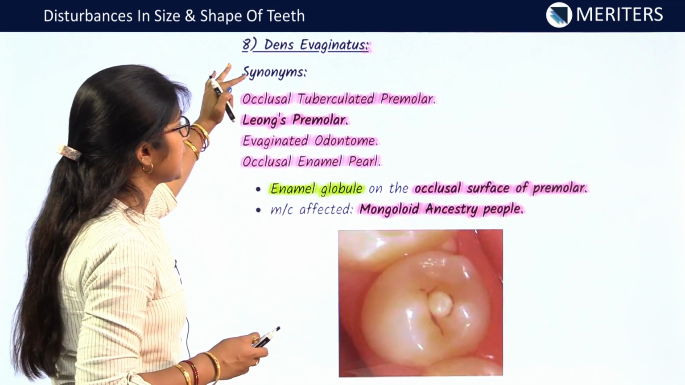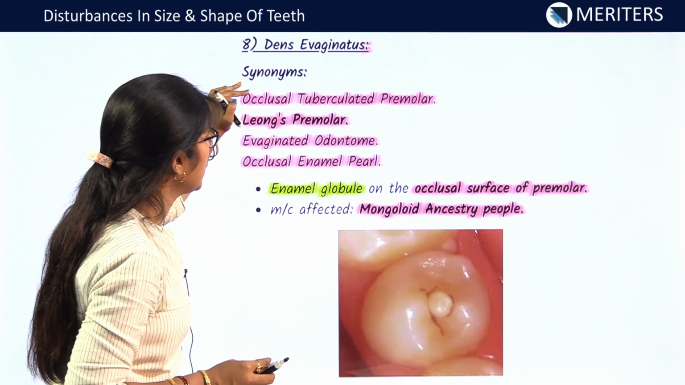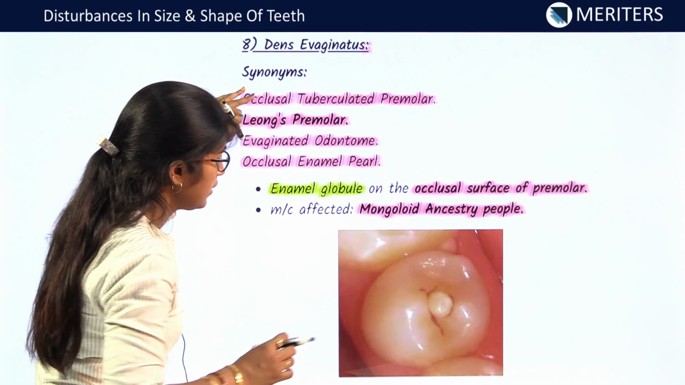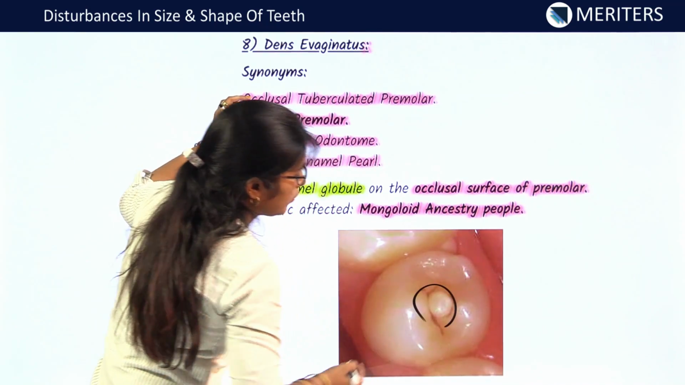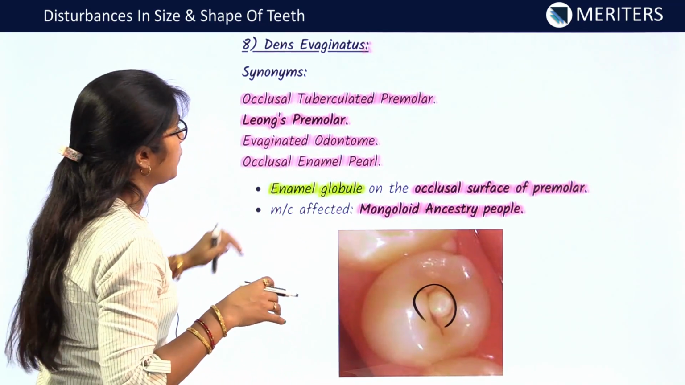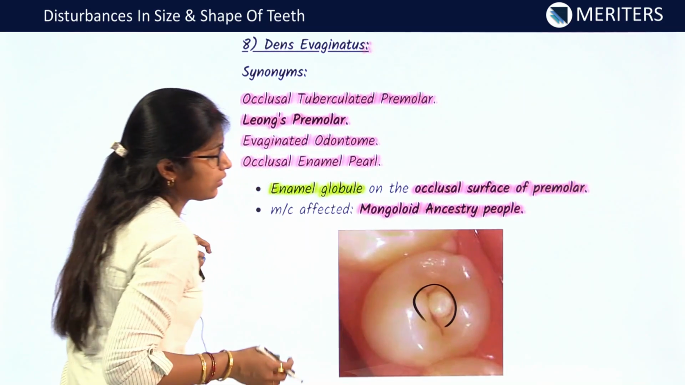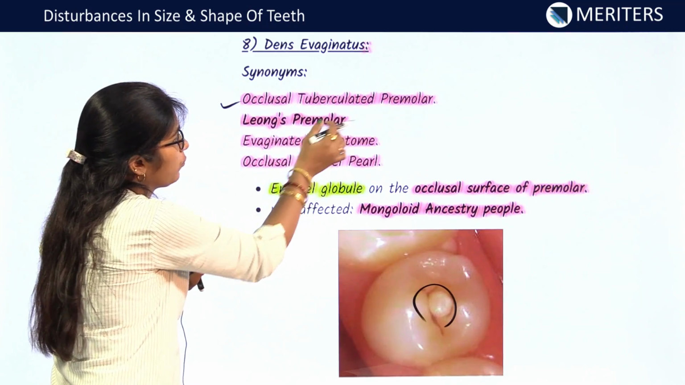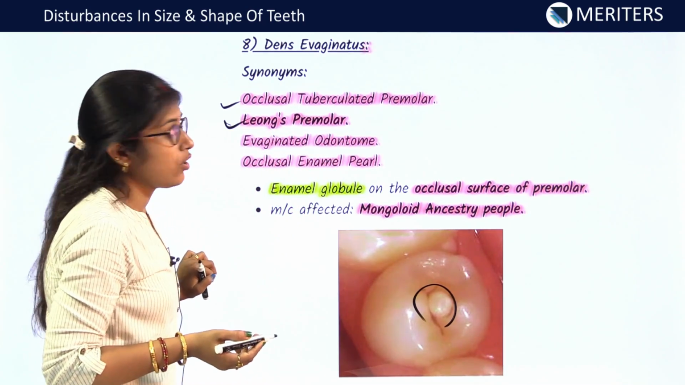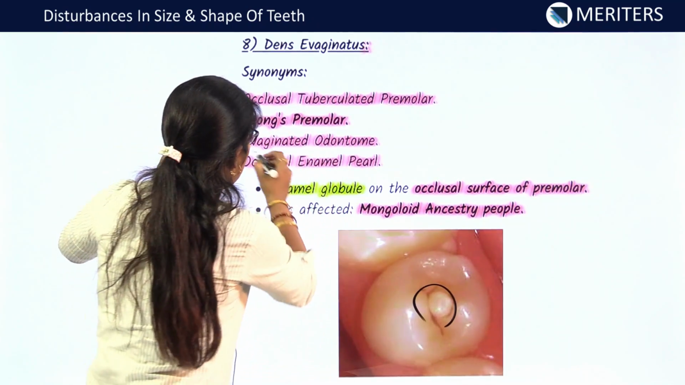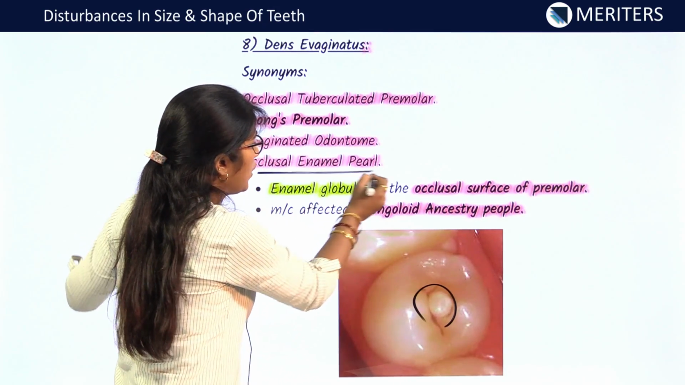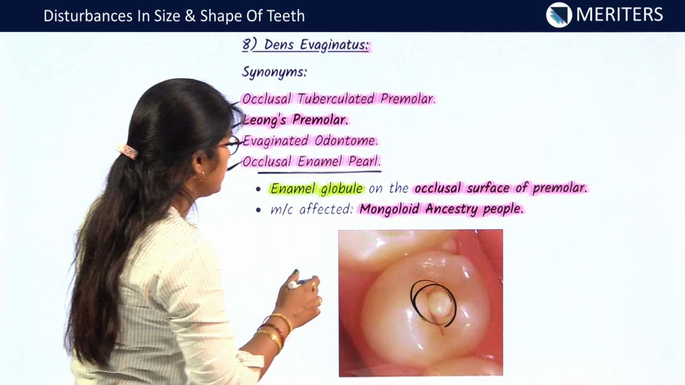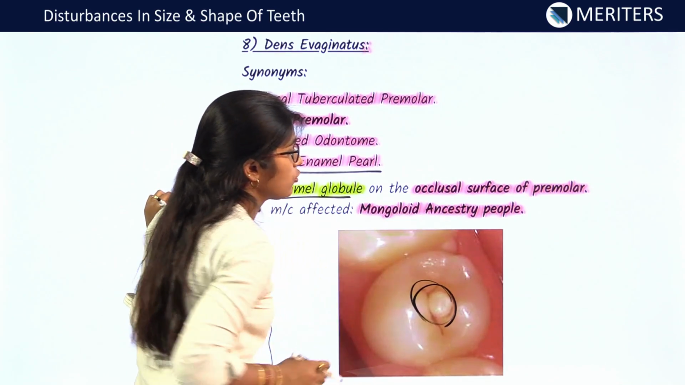Now similar to dens invaginatus, we have another anomaly, that is dens evaginatus. Here what will be there? See, like there was an infolding, but here some globule will be present on this occlusal surface. Okay, so it is also known as occlusal tuberculated premolar or Leong's premolar and evaginated odontome or occlusal enamel pearl. See, on the occlusal aspect, a mass is present, okay, enamel globule on the occlusal surface of premolar is present.